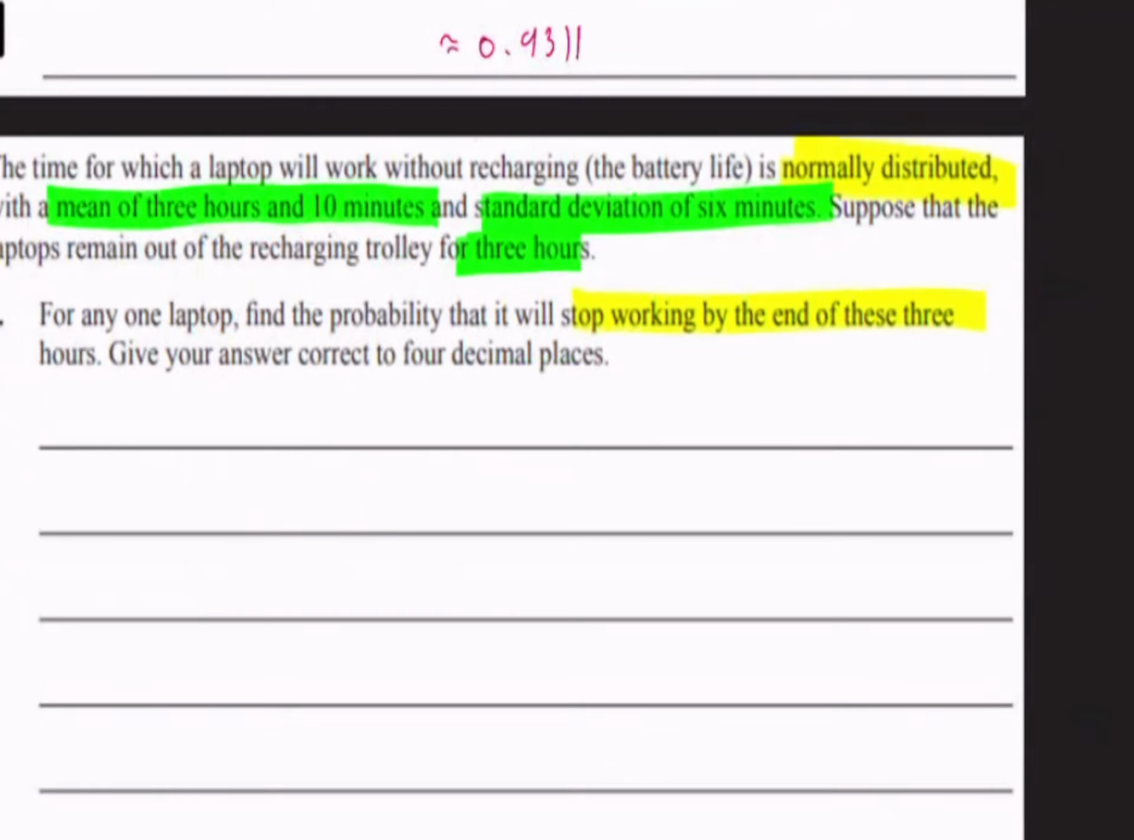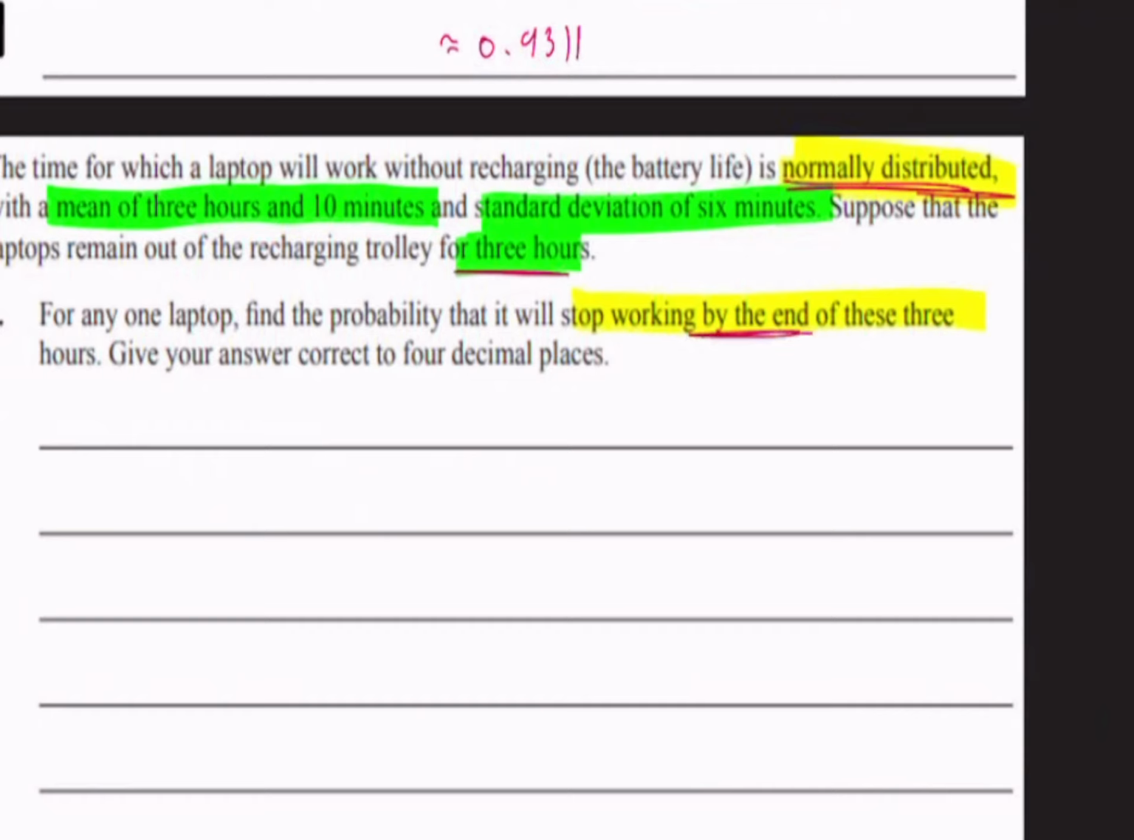So now they're specifically saying that we're moving on to normal distribution, and they've given us a mean and a standard deviation, and the laptops remain out of the charging trolley for 3 hours. So that's how long they're going to be used before they can go back to charging. So find the probability that it will stop working by the end.